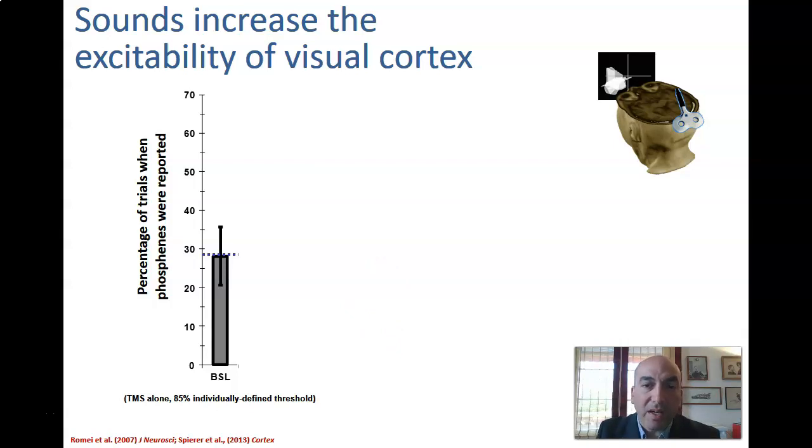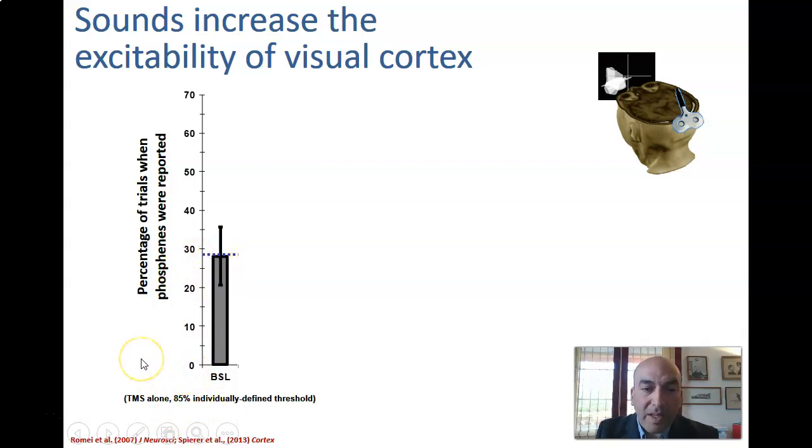We can take this a bit further by looking not only at improvement of detection speed, but also the ability of sounds to increase the excitability of visual cortices. The way that we achieve that is by looking at phosphene induction as a proxy for the excitability of the visual cortex. Here, what you're observing is the probability of reporting a phosphene in the presence of a TMS pulse that has been titrated on an individual basis to be at 85% of their defined threshold. That is, participants report a phosphene about 27% of the time.